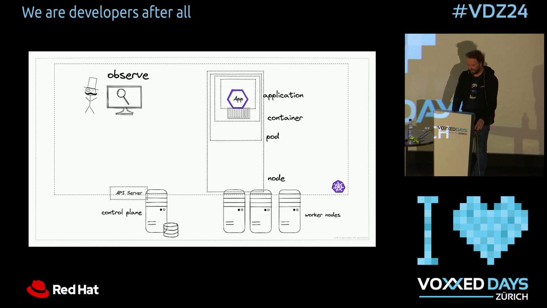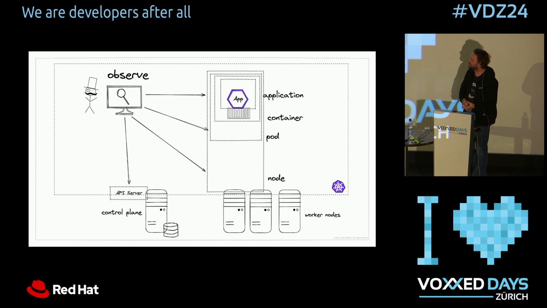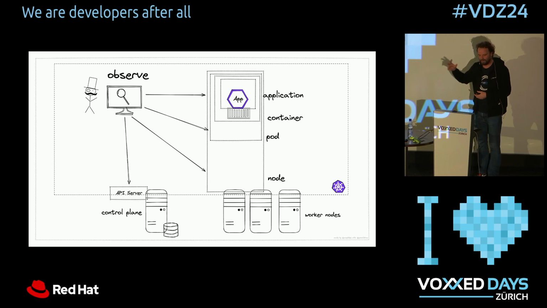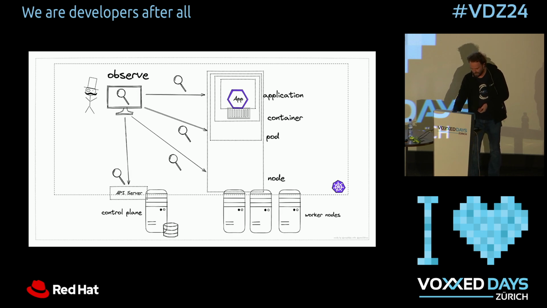Once you want to observe that, of course, you can reach out to various levels and get information from different sources. There's the API server running on the control plane, and then the various levels of your application, container, pod, and node. Each of them has options of placing so-called agents or observability solutions that can collect information.